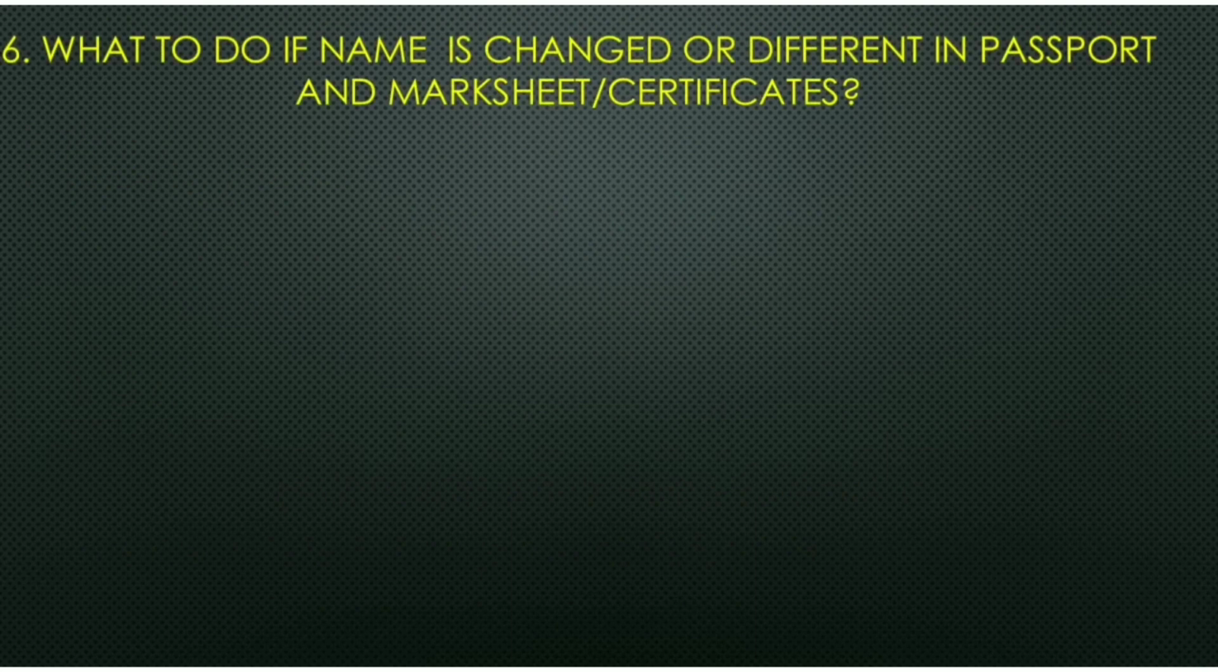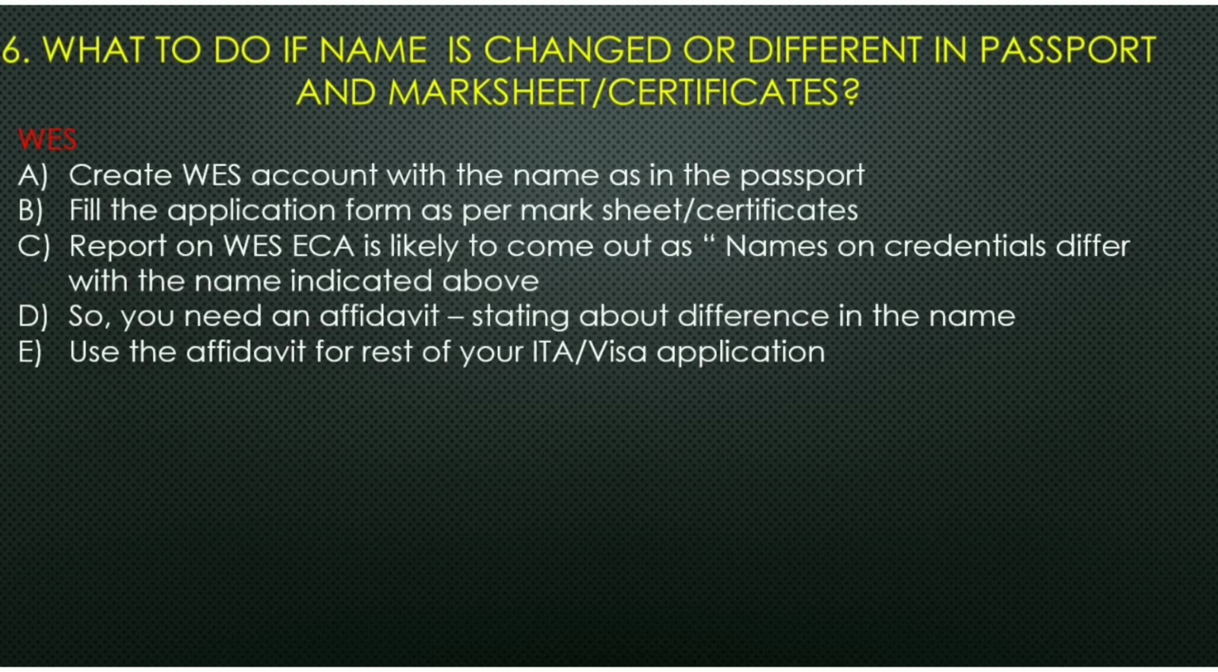Let's see the question number 6. What to do if name is changed or different in passport and mark sheet or certificates? So for WES, create WES account with the name as in the passport, fill the application form as per mark sheet or certificates, report on WES ECA is likely to come out as names and credentials differ with the name indicated above. So you need an affidavit for that, stating about difference in the name. Use the affidavit for rest of your ITA or visa application.